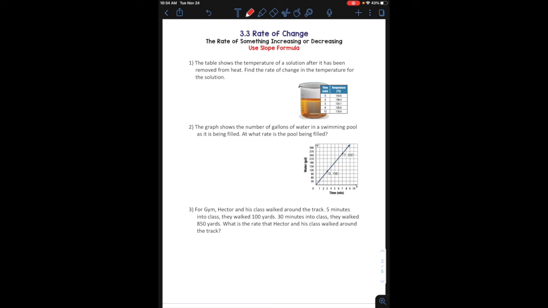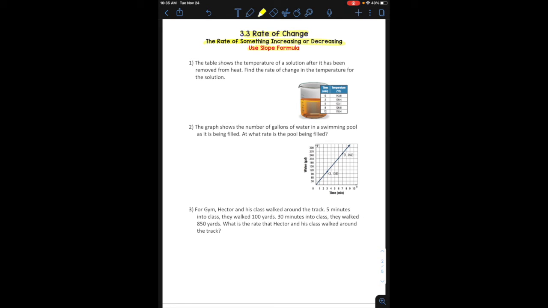Our next page of our notes here is called rate of change. What you need to know about rate of change is it's the rate of something increasing or decreasing. Instead of slope, which is the rate of a line increasing or decreasing, for the rate of change we're still going to use the slope formula, but it's called the rate of change because now the line represents data. We're representing something that is increasing or decreasing.